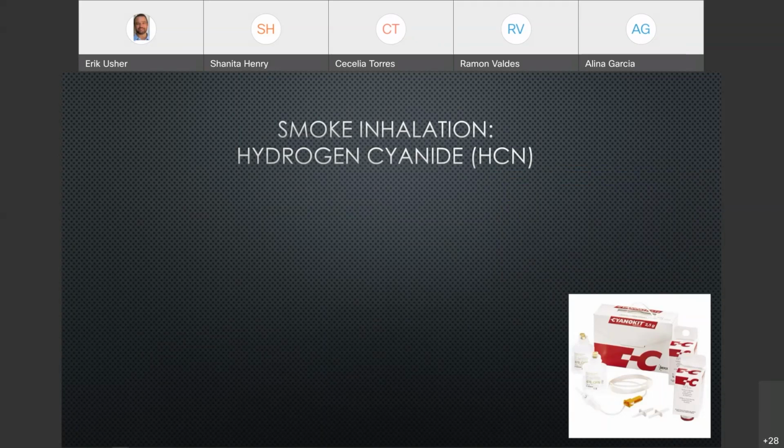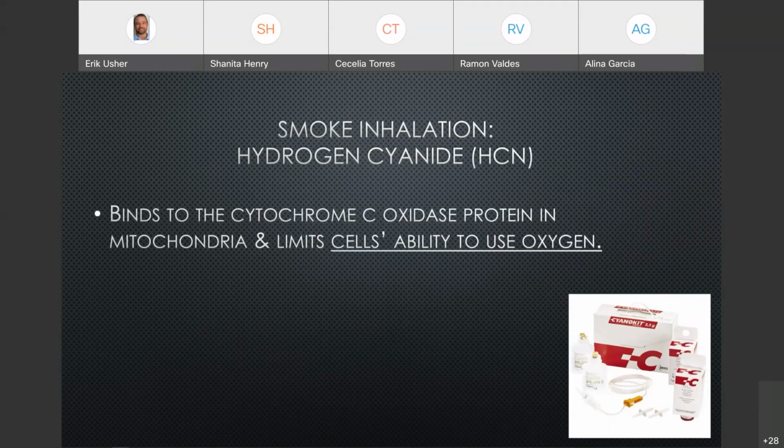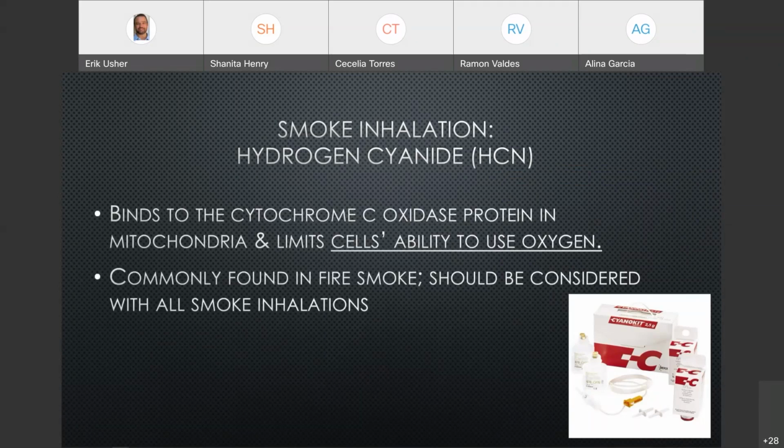The second part of that is the hydrogen cyanide. So what cyanide does is it binds to the cytochrome C oxidase protein in the mitochondria. It limits the cell's ability to use oxygen. That's where the problem is. And it's commonly found in fire smoke because a lot of furniture burns creates the cyanide, and it should be considered with all smoke inhalations.